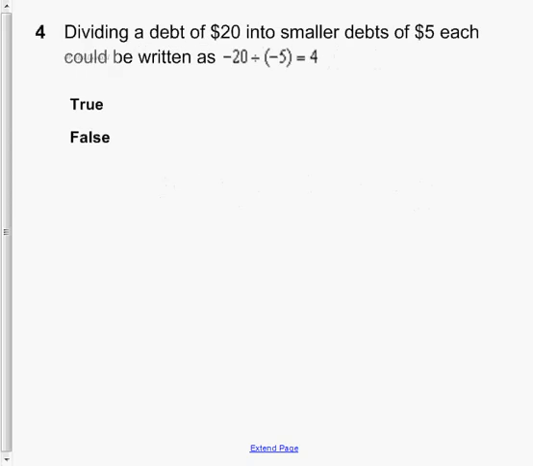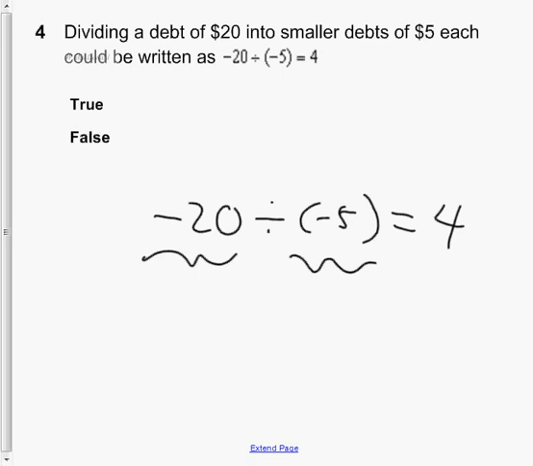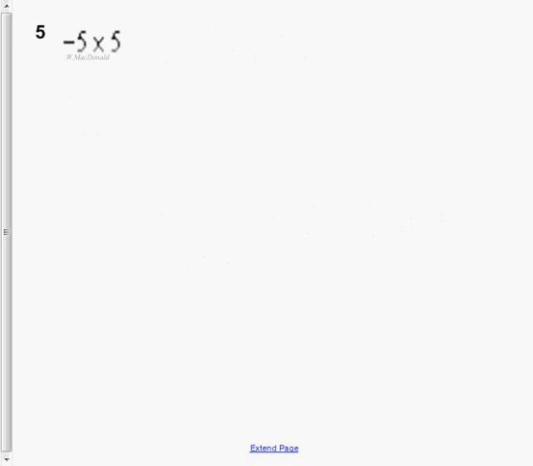Question 4, dividing a debt of $20. So a debt of $20 would look like that, into smaller debts. So dividing it into smaller debts of $5 would be 4 smaller debts of $5 each. The answer to that is true. Owing $20 and dividing it into smaller debts of negative $5 each would make 4 smaller debts as opposed to 1 large debt. So the answer is true. Two-thirds of you got that one right. Question 5, most of you got it right. 5 times 5 is 25. Opposite signs is negative.